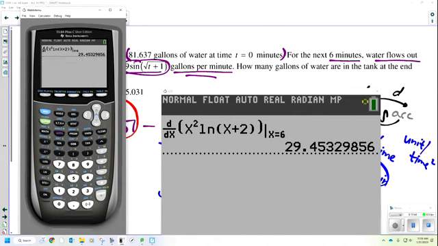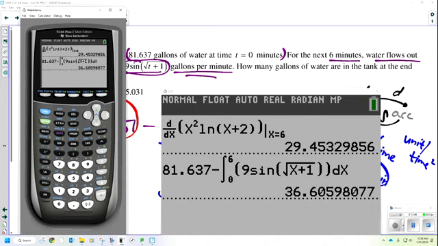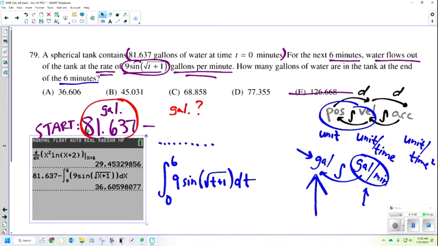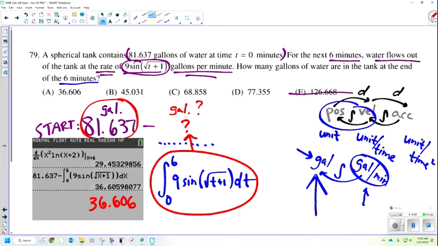And we get 36.605. That 5 will round up to a 6. Okay, so let me minimize this, get it down and out of the way. This will become 36.606. Whatever that number was, I already subtracted it in the calculator. Okay, I already did the math in the calculator. So it should result in 36.606 gallons remaining at the end of 6 minutes. Okay, and that, my friends, is choice A.